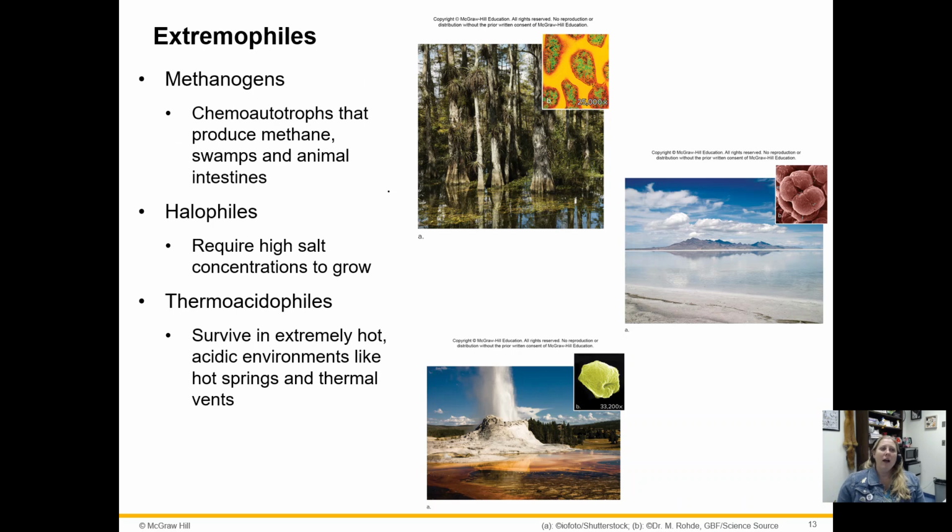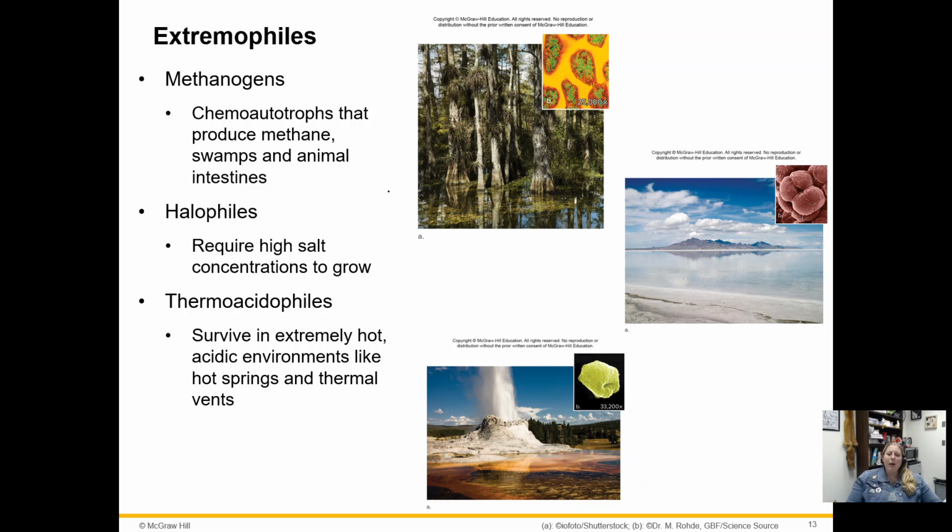Okay, let's talk about the different kinds of extremophiles that exist. In our extremophiles, we have a lot of different ones. I'm going to tell you about 3, and I want you to just know about them, okay? Archaea can be found in methane environments. This includes swamps and animal intestines like cows and termites, and they are going to break down cellulose and other materials into methane. So we call them methanogens, and it's the reason why cows burp and fart a lot.